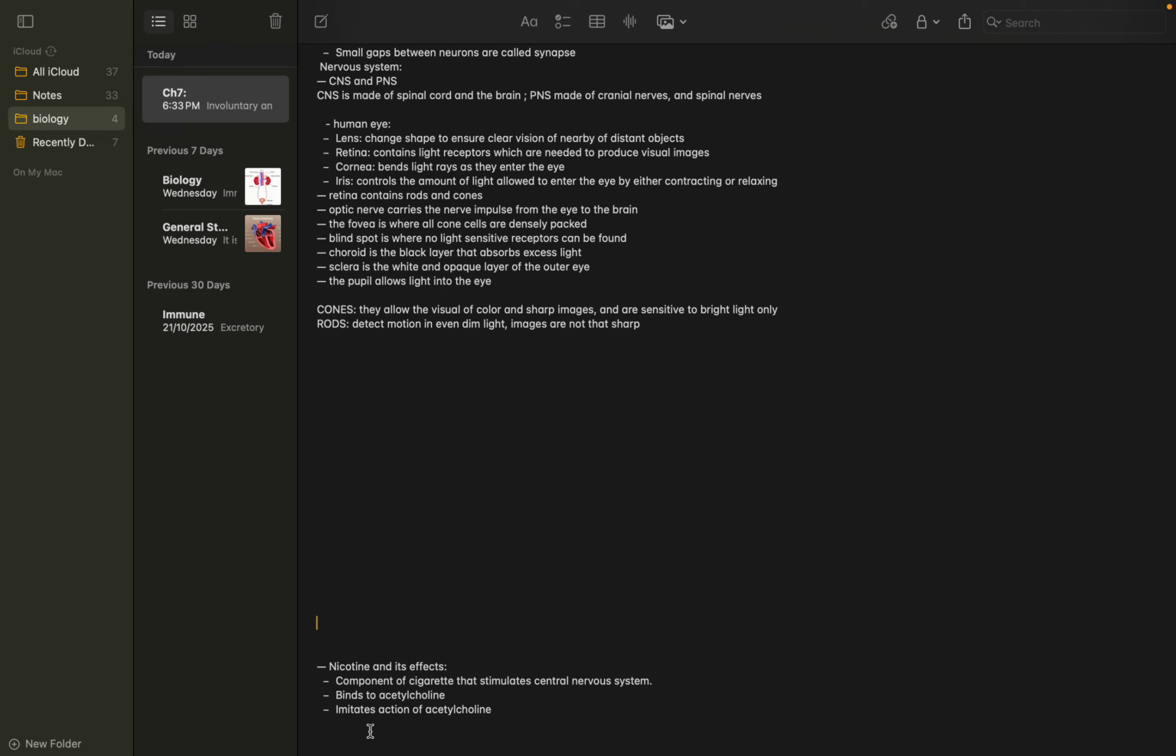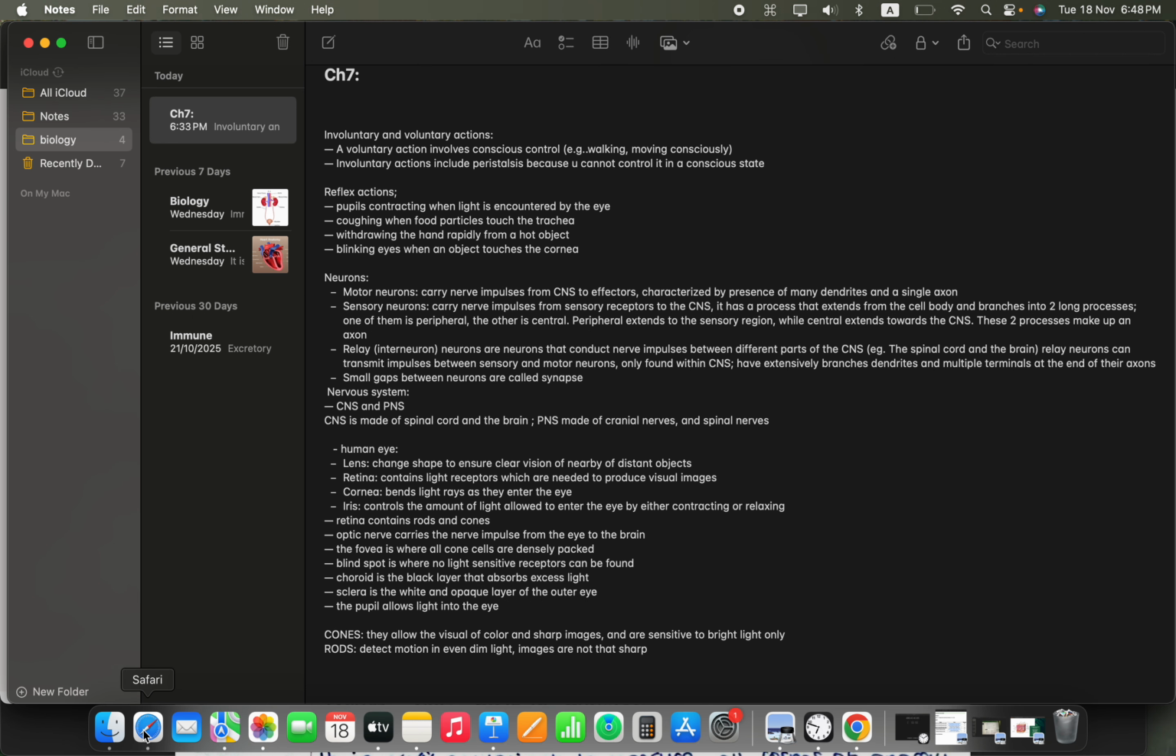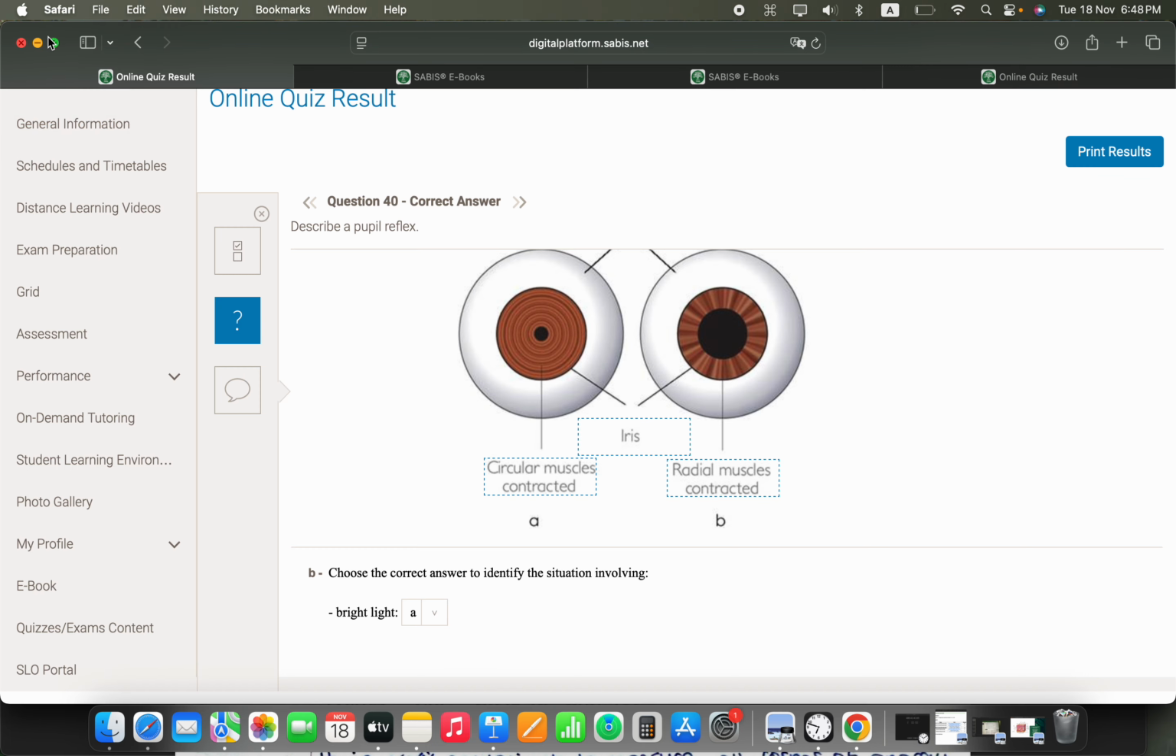And then we have the other part of chapter 7, which is mostly about drugs and nicotine. Nicotine and its effects. Nicotine is a component of the cigarettes that stimulates the central nervous system, and it binds to acetylcholine and imitates the action of it. Now, there's not much about this, but since we didn't cover it a lot in class, I'd say it's easier to understand it when you're doing the quiz. It has most of the information in it.